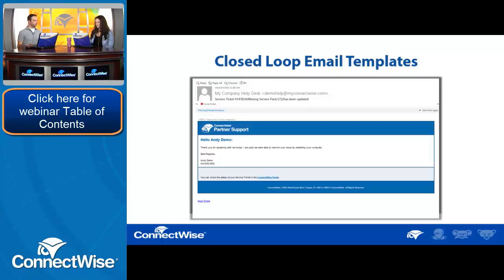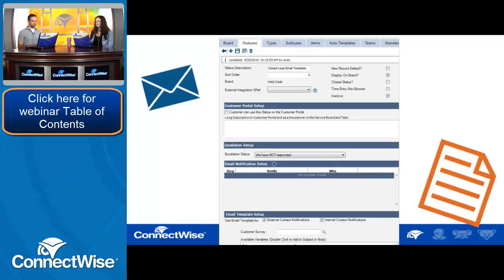We have some nice bold and colored letters. And the way that we do this is through the service board setup table. So we're going to walk you through what this setup will look like. Here you'll notice that we're in a service board and we're in the statuses tab creating a specific status. The reason we want to create a specific status is so that we can create a specific email template for it, and we'll show you how that status plays into closed loop here in a second.